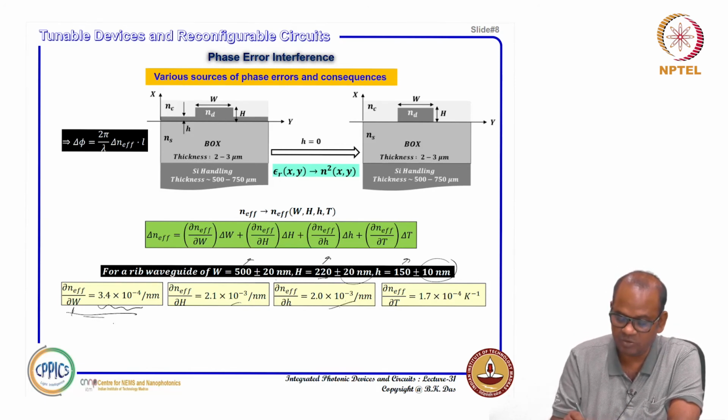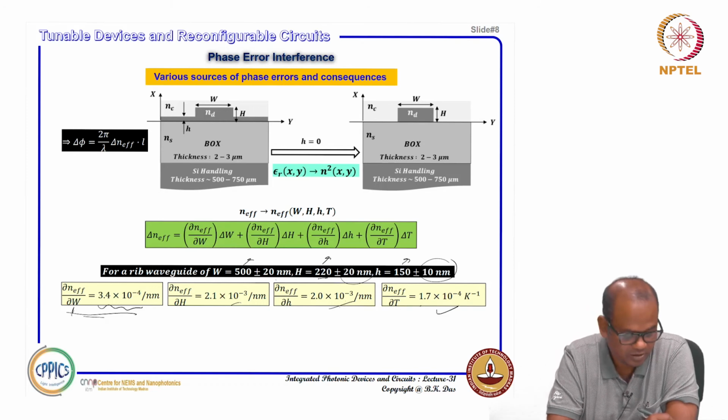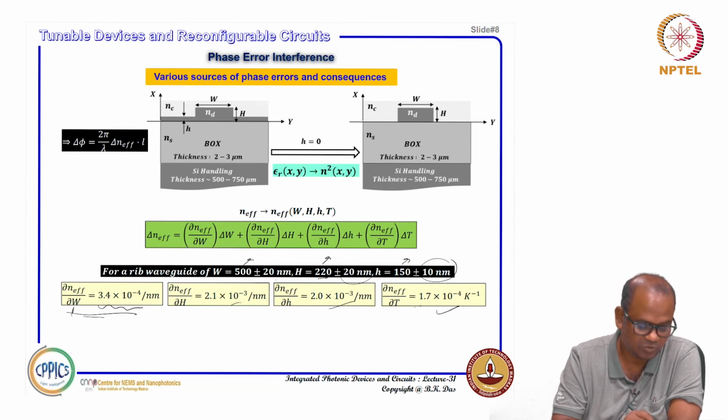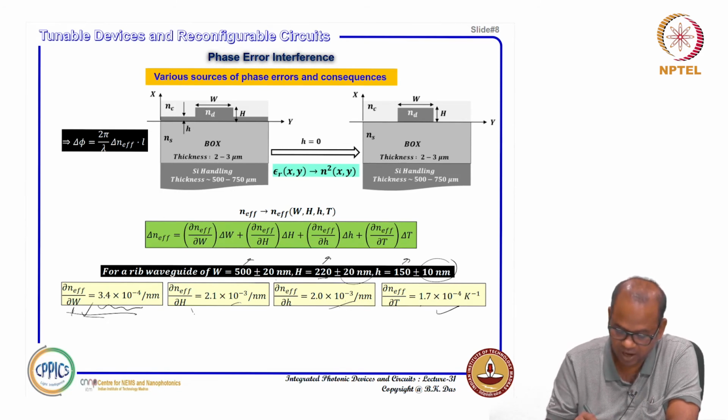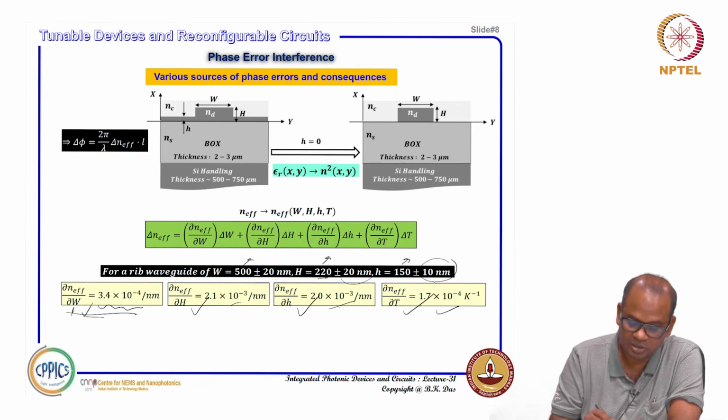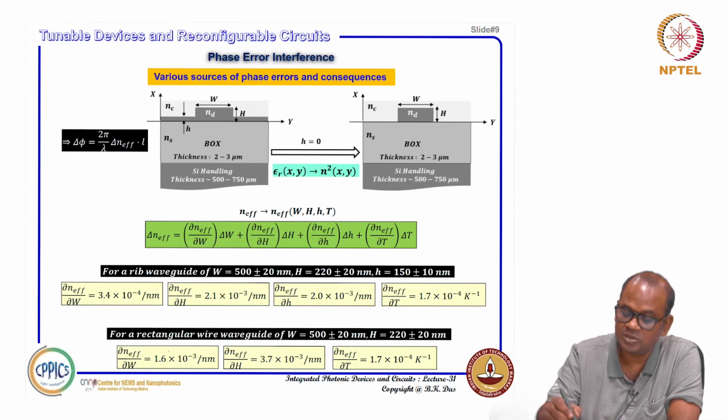As I said, if you consider temperature variation, our calculation shows that it is on the order of 1.7 times 10 to the minus 4 per Kelvin. These are the refractive index coefficients with respect to width variation, height variation, slab height variation, and temperature variation. Now, instead of a rib waveguide, you can consider this type of waveguide where h is equal to 0.